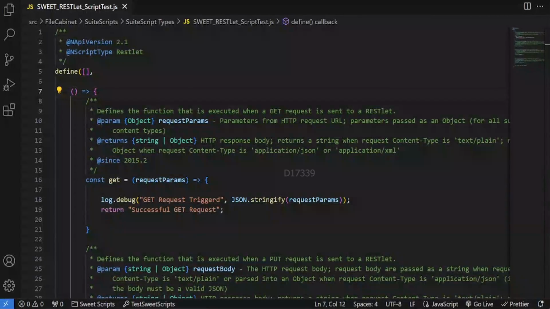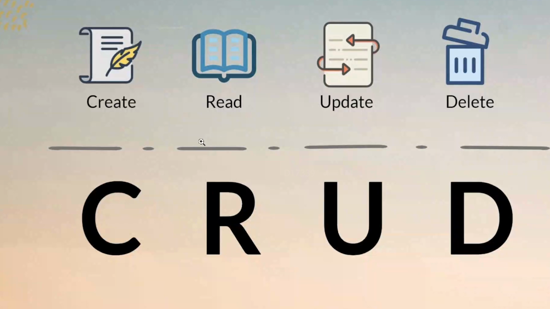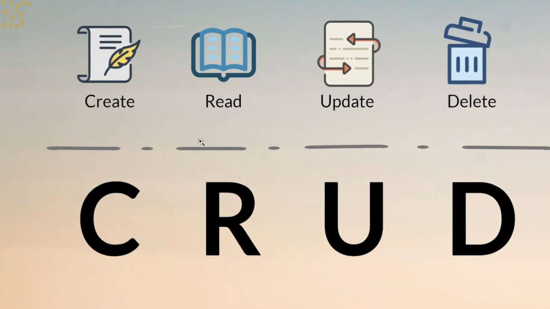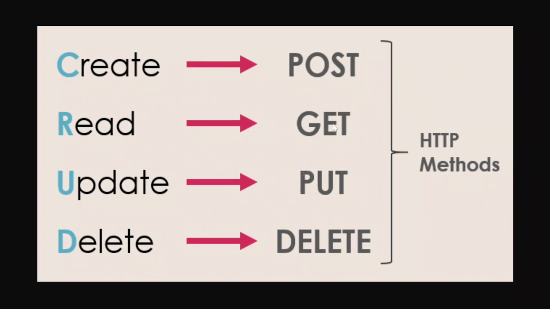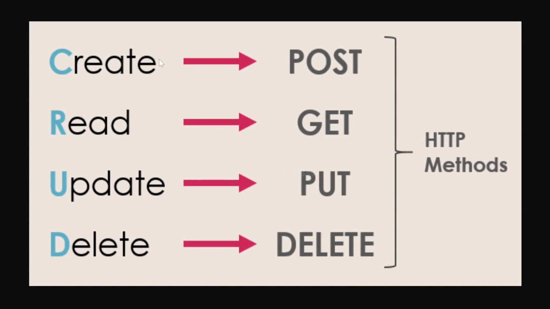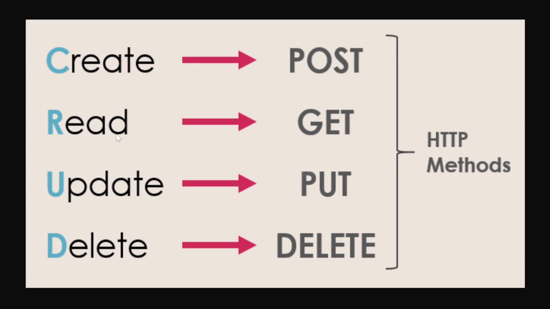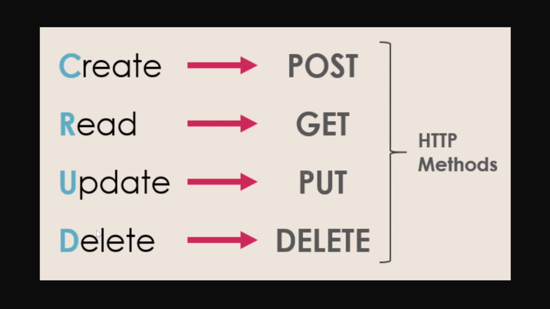Now we will see how to make use of our RESTlet script in order to perform the CRUD operations like create, read, update, and delete. In our RESTlet script, we have just 4 different entry points: get, put, post, and delete. Here post represents create, get represents read, put represents update, and delete represents the delete operation. So let's see how to make use of all these entry points and perform all these operations.